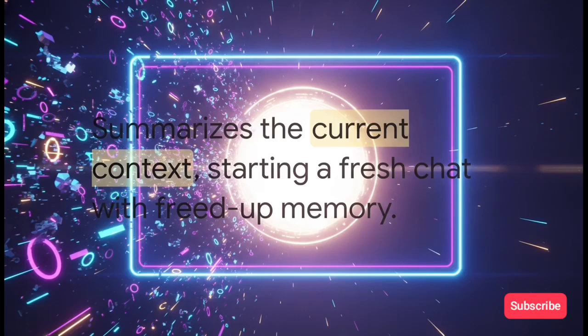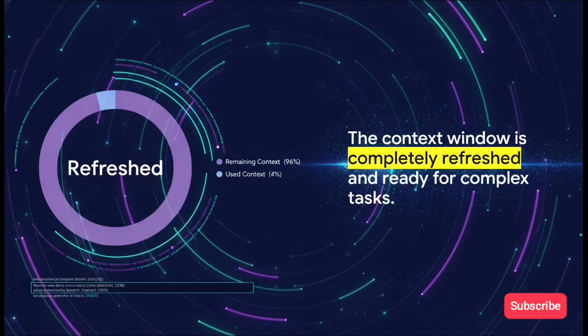Enter the ultimate trick, the /compact command. Running this command tells Codex to take your entire current conversation, summarize all the vital project knowledge, and compress it down. It gives you a fresh slate with freed up memory, but, and this is the key part, without the AI actually forgetting what you're building. Boom! By typing just that one single command, your memory shoots right back up to 96% remaining context. The window is completely refreshed, your AI agent is sharp again, fully optimized, and ready to tackle whatever complex feature you throw at it next.